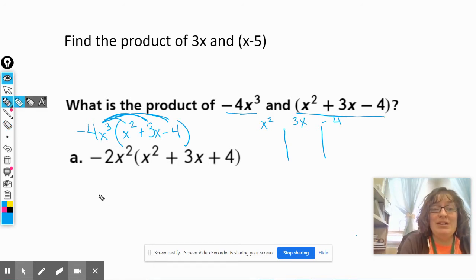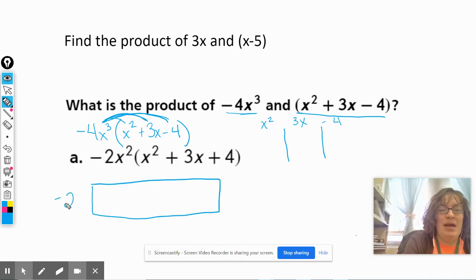All right, so I'm going to choose to use box method on this one since I did distributive on the last one. And I end up with negative 2x squared, and then I'm multiplying by a trinomial, so I'm going to have three pieces up here on top, x squared, 3x, and 4.